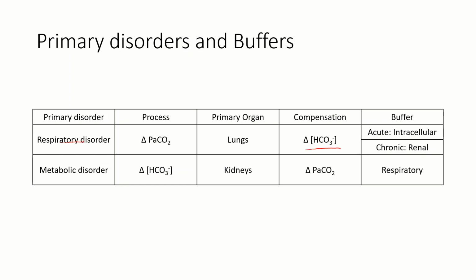Now, who will help us make this change? In other words, what are the buffers? In the case of an acute respiratory disorder, the buffer is intracellular, and in the case of a chronic respiratory disorder, the buffer is renal, or the kidneys. In the case of a metabolic disorder, the primary change is in bicarb, which again is controlled by the kidneys, and the compensation is a change in PaCO2. Therefore, the buffer in this case would be respiratory.